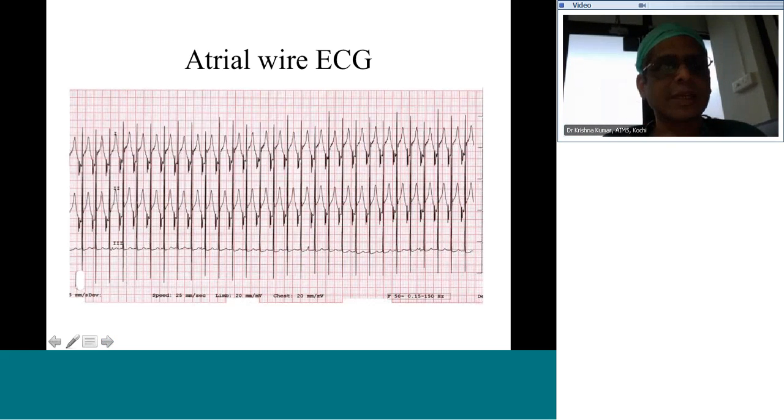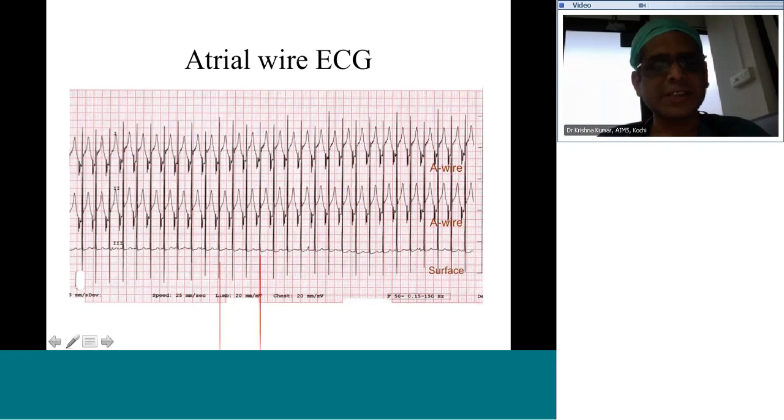So when you interpret an atrial wire study, you realize that you must always have one surface and you must have two atrial wires. You must have one surface to decide which is the QRS complex. So you know that this is the QRS complex. So you have A wire and surface, and you have these red lines come on the QRS complex right there. So you know that the one just before that is the A wave, and that coincides with these tiny little A waves that you're seeing on the surface ECG at the bottom.